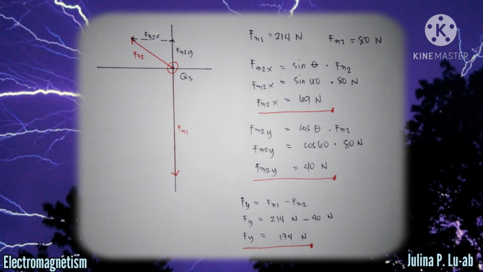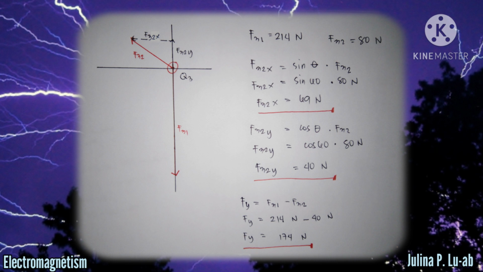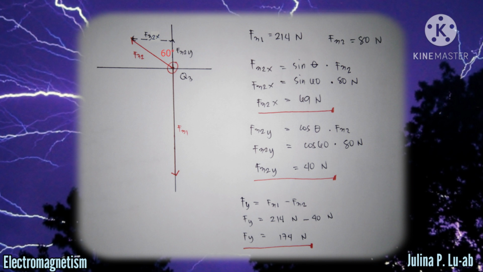We need to decompose these vectors into their x and y components. We know that F31 is equal to 240 Newton and F32 is equal to 80 Newton. F31 points directly to the negative y-axis, so it doesn't have any x component. So let's go to F32. F32 has x and y components, F32x and F32y. Using trigonometric functions, we have a 30-60-90 triangle, so theta here is equal to 60. For our x component, F32x is equal to sine theta times F32, sine because F32x is opposite to theta. So F32x is equal to 69 Newton. F32y is equal to cosine theta times F32, cosine because it is adjacent to theta. So F32y is equal to 40 Newton.